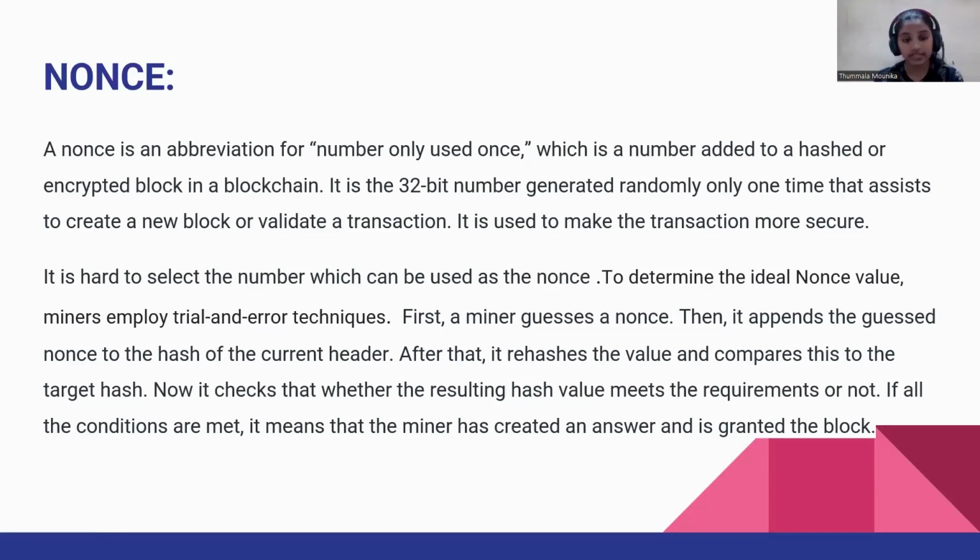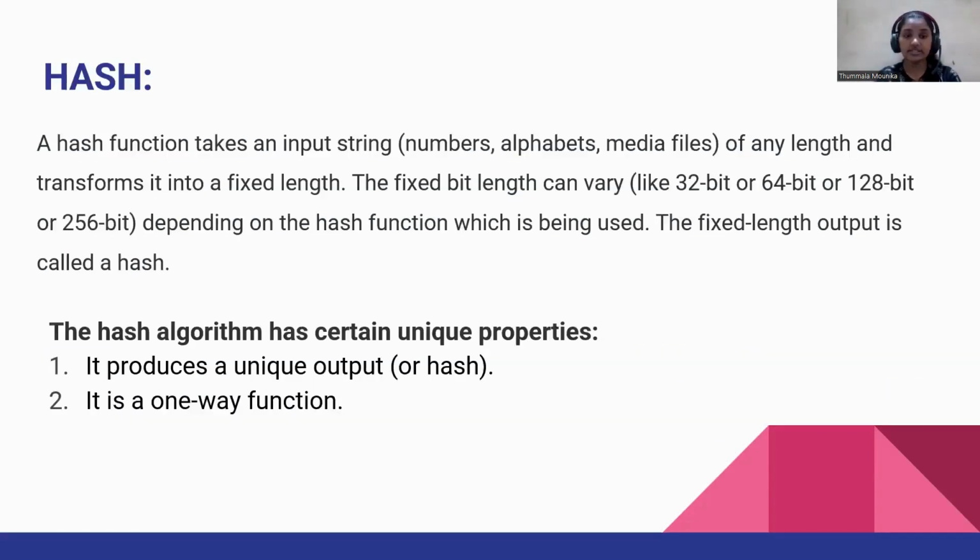First, a miner will guess the nonce and it is appended with the current hash header. After the rehashing, the value is compared with the target hash value. Whenever both match, the miner has created an answer and is granted the block.